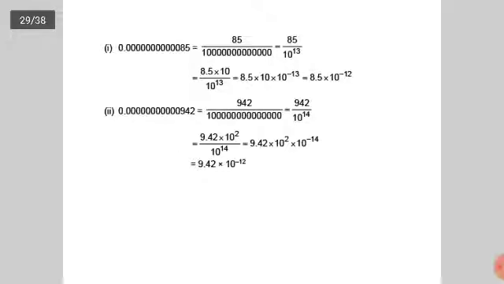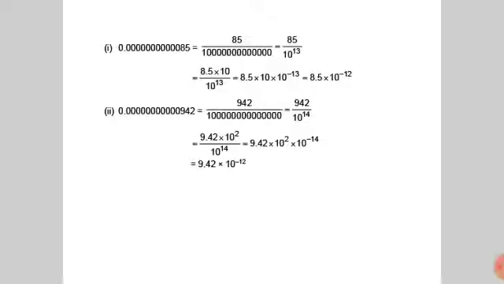Next one, scientific notations. 0.00000085. So how many zeros? So count the numbers. 13 numbers. So 85 divided by 10 power 13. So convert into the scientific notation: 8.5 into 10 to the power of minus 13. So same method, 8.5 into 10 power minus 2.